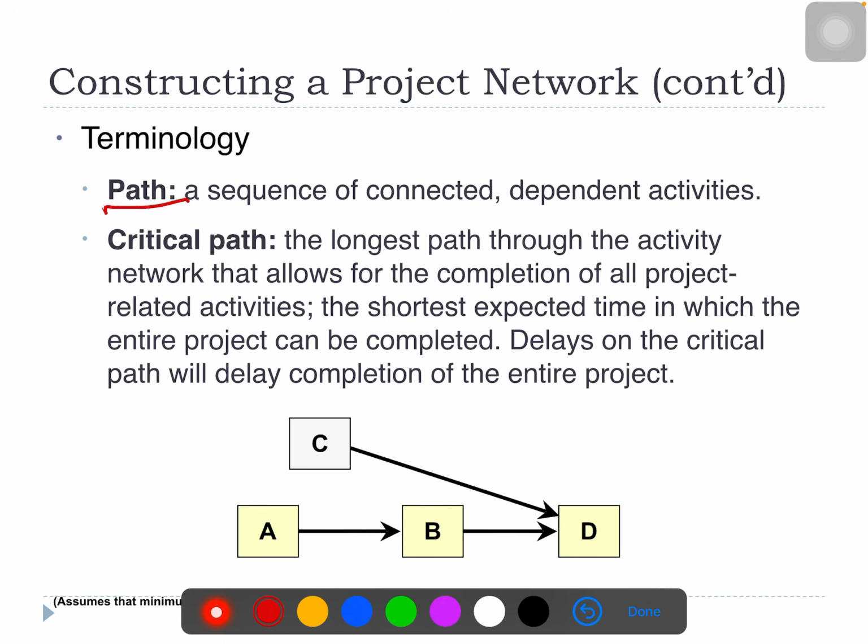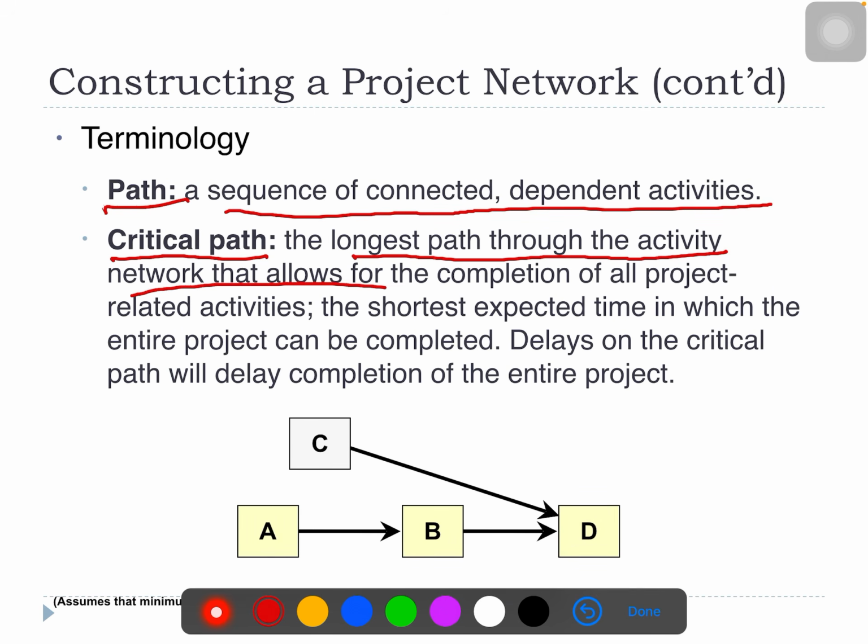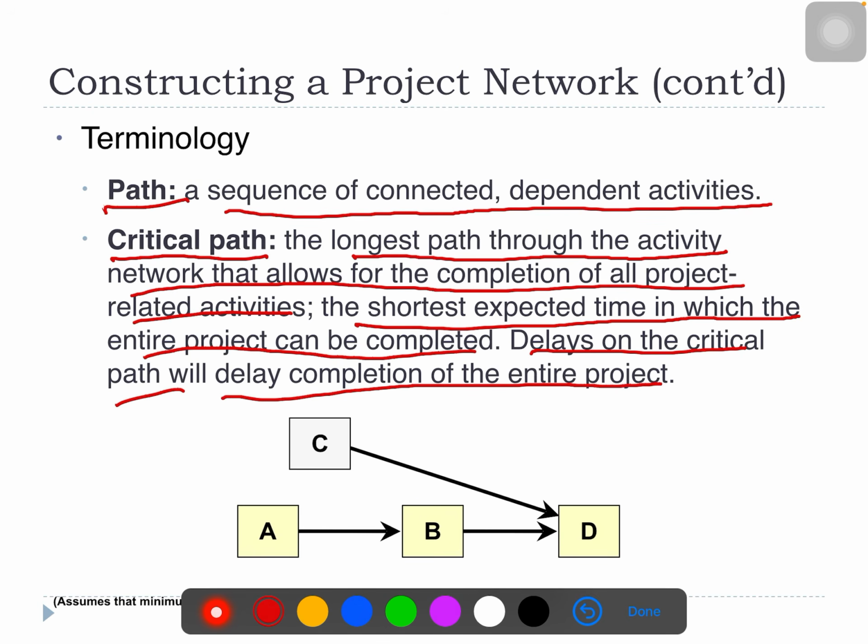The next is the path, which is the sequence that connects the dependent activities. And the most important thing also is the critical path, which is defined as the longest path through the activity network that allows for the completion of the project, the shortest expected time in which the entire project can be completed. Delays on the critical path will delay completion of the entire project. Okay.